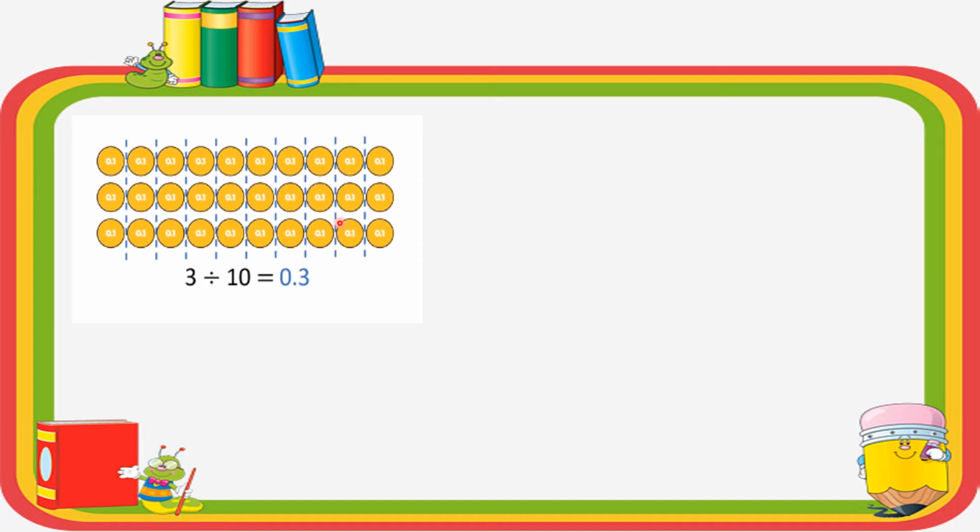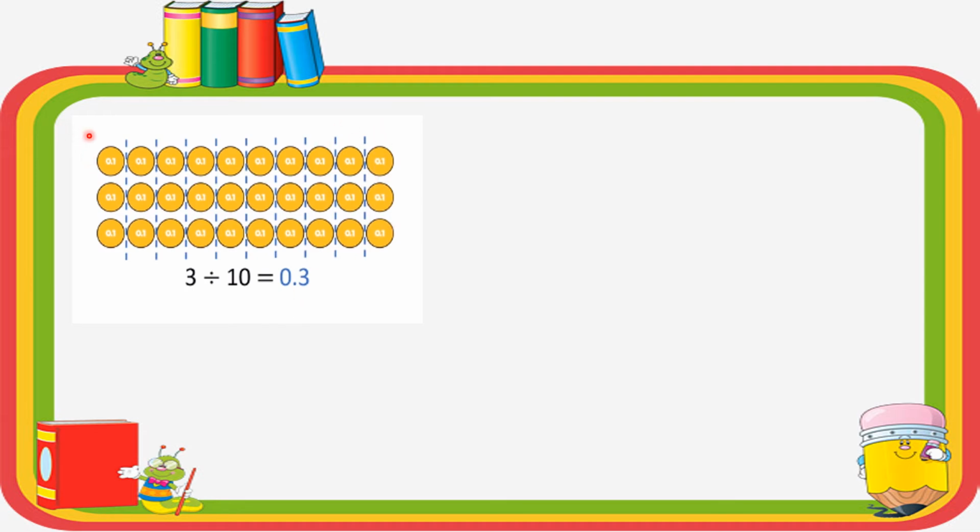Now here is another one. 3 divided by 10. Now here is our 3. 1, 2, and 3. Remember, this is 1 divided into how many parts? 10 parts. And 10 divided by 10 is what? 1. So we have 3 parts here divided into 10. 1, 2, 3, 4, 5, 6, 7, 8, 9, and then the last one, 10.